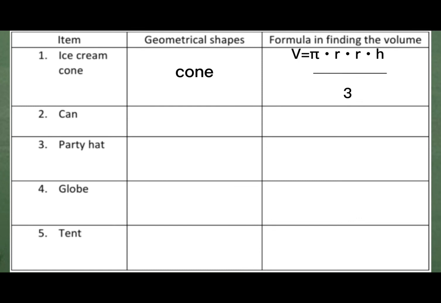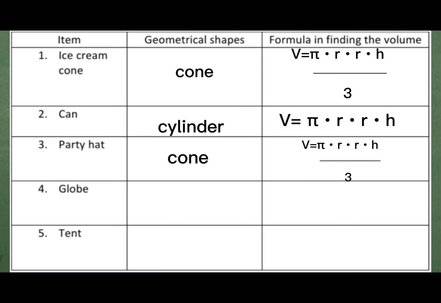Number 2, a can. A can is a cylinder. The formula for finding the volume of a cylinder is pi times the radius squared times its height. For number 3, you wrote party hat. It is a cone. The formula for finding the volume of a party hat is pi times the radius squared multiplied by its height divided by 3. Now, let's move on to number 4. On number 4, you wrote a globe.